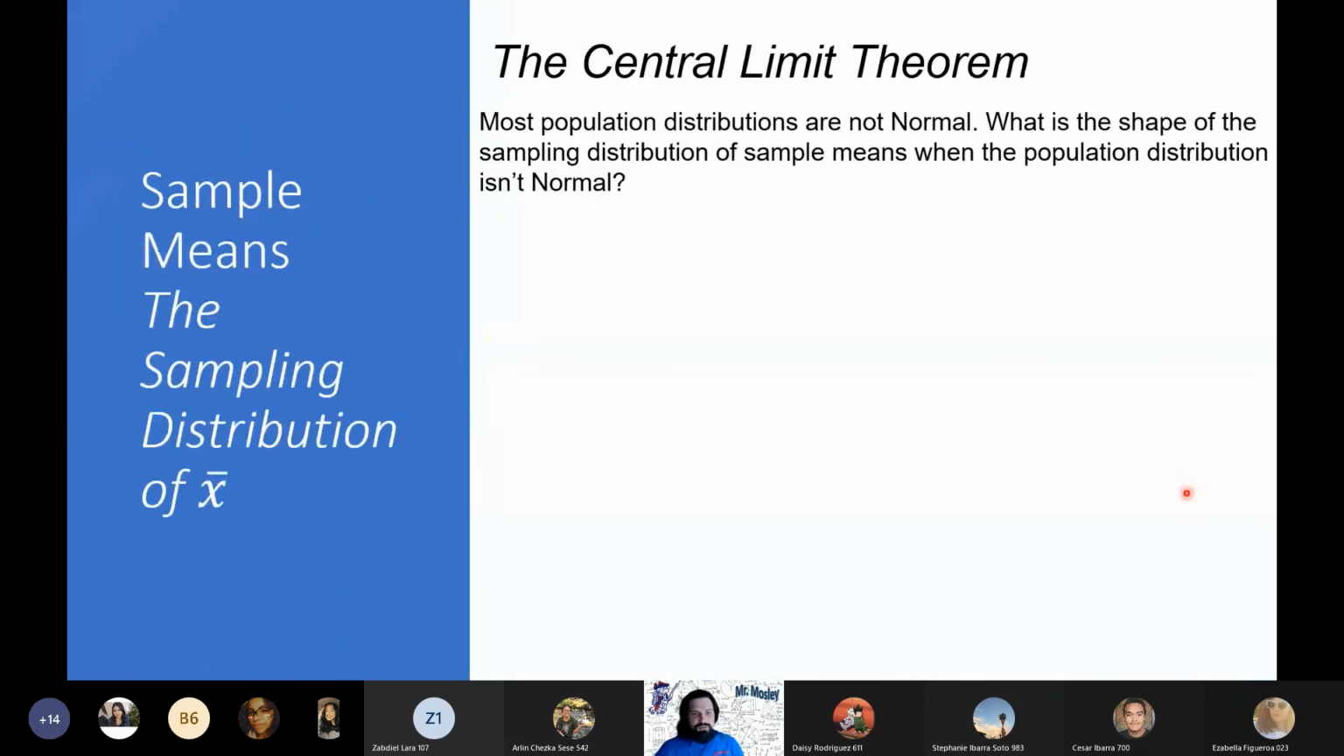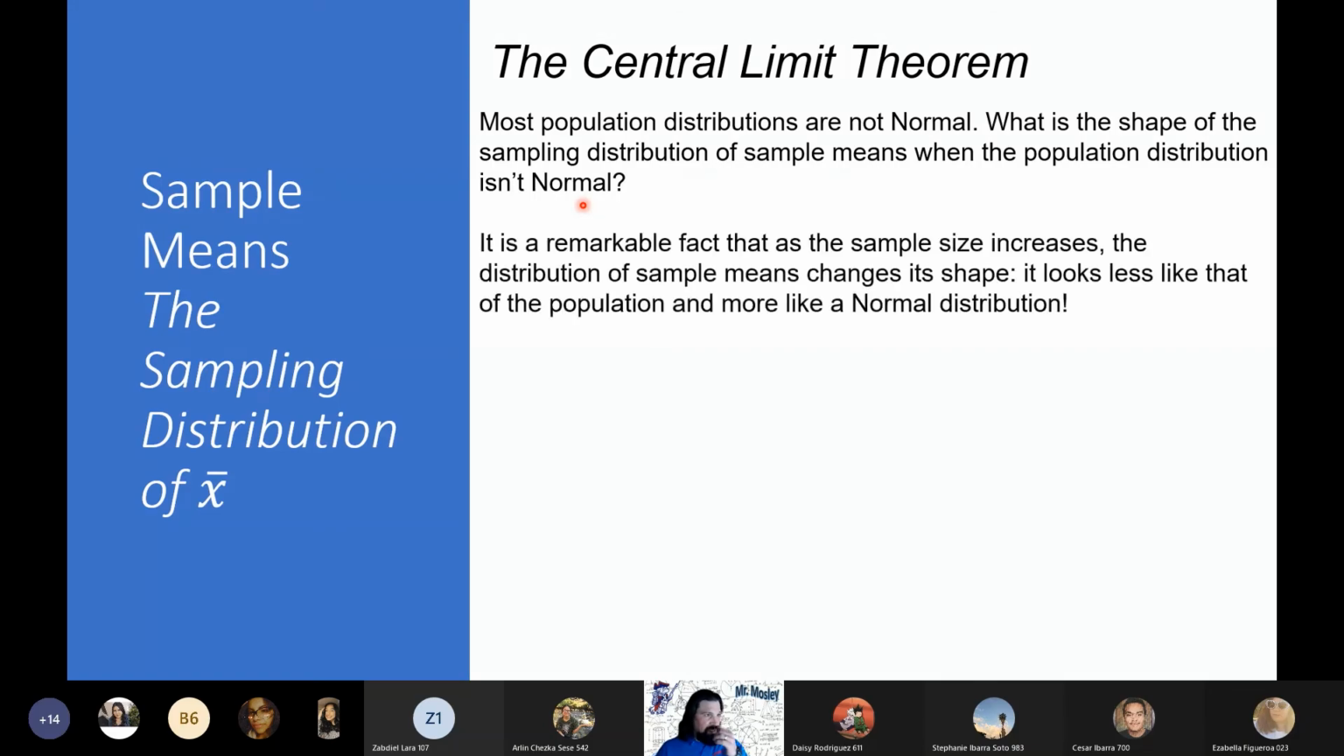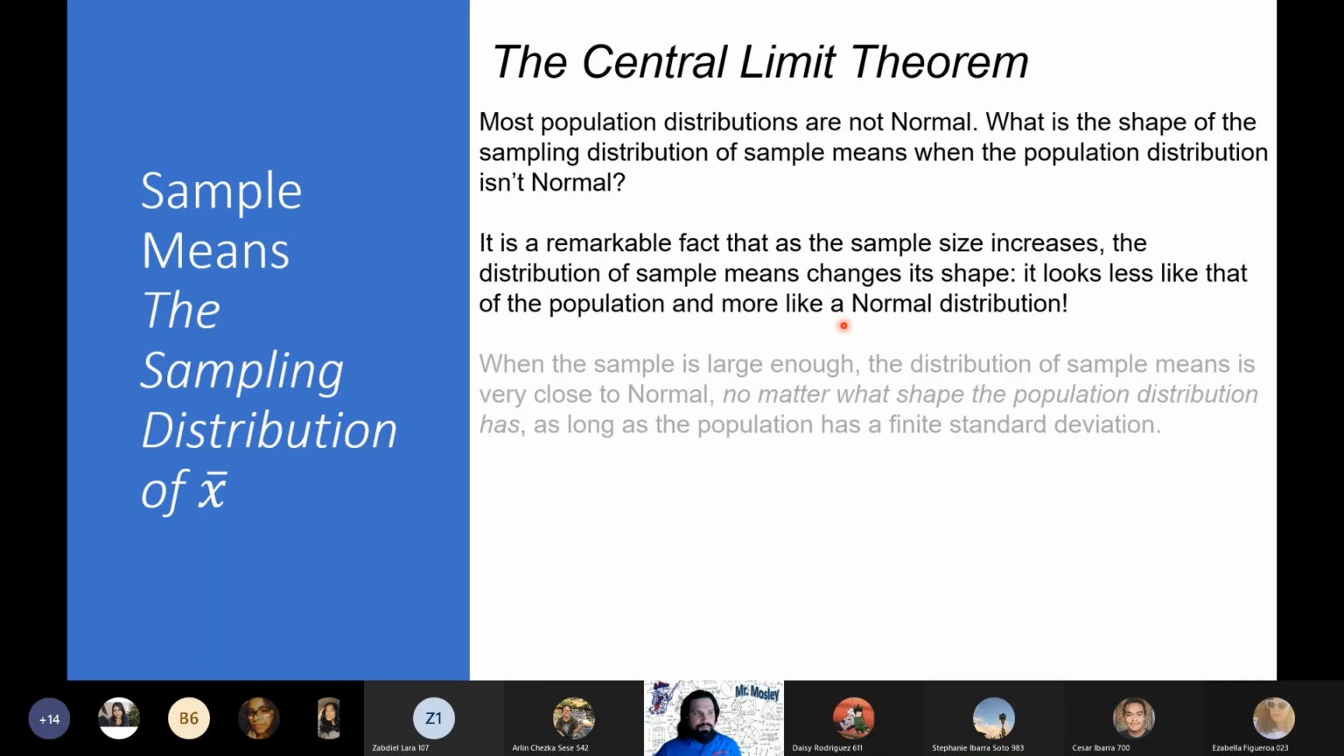The last thing we need to cover for this is the central limit theorem. Most population distributions are not normal. What is the shape of the sampling distribution of sample means when the population distribution isn't normal? Well, a remarkable fact is that as the sample size increases, the distribution of sample means changes its shape. It looks less like that of the population and more like a normal distribution. This is good news. We know how to work with normal distributions.